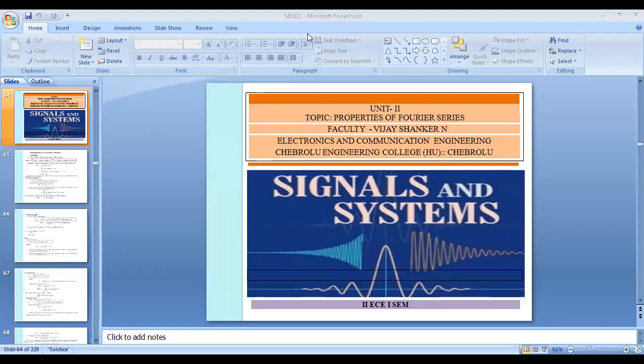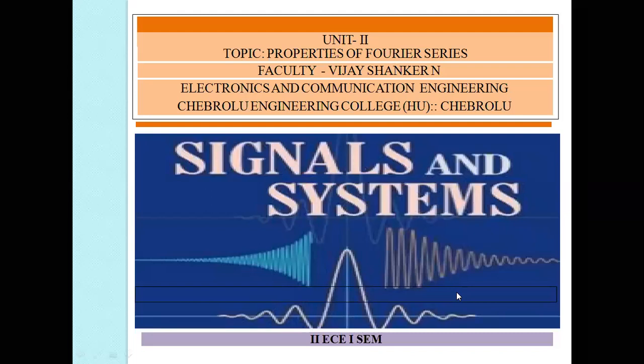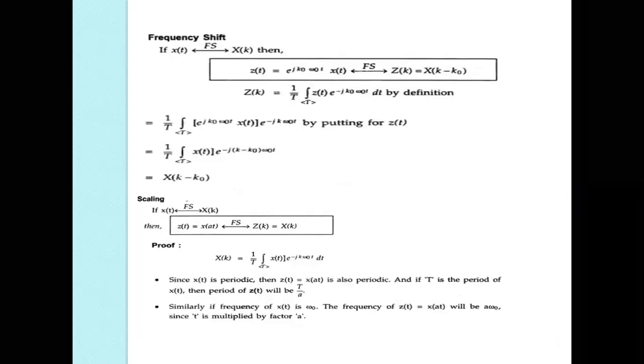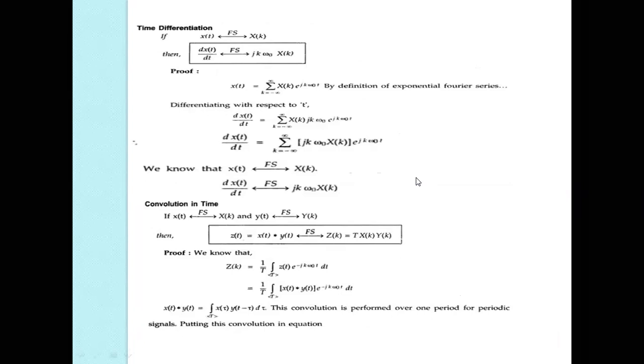Today, we are going to discuss the properties of Fourier series. What are the remaining properties? We already discussed some properties of Fourier series. One is the linearity property. Second is the time shift property. Third is the frequency shift property. Fourth is the scaling property. And fifth is the time differentiation property.